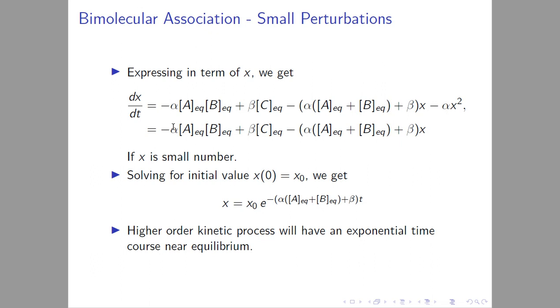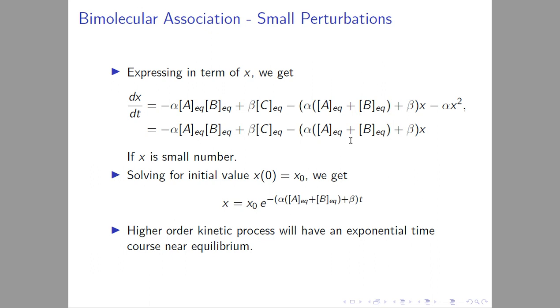Okay, so let's say we have this initial value at t equal to 0, x equal to x naught. Solving this equation, the answer will be x equal to x naught times exponential of minus (alpha A equilibrium plus B equilibrium plus beta) times t. So we can use the equilibrium constants A and B.